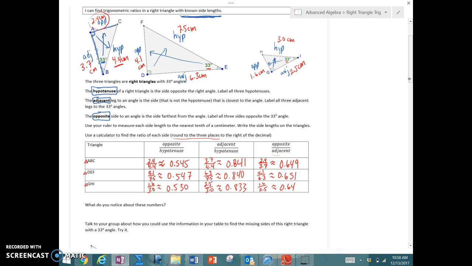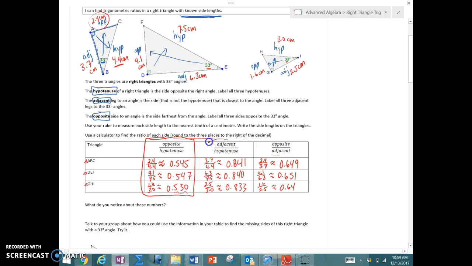When I say, what do you notice about these numbers, I'm going to talk about one column at a time. Now remember, when we look at those three triangles, we can clearly see their different sizes. However, their angle measures are the same. So when I'm comparing these ratios, opposite over hypotenuse, we can see that 0.545, 0.547, 0.530. Again, this one's a little off, but you can see they're very close. In fact, if I round all three of those to the nearest tenth, I get 0.5.